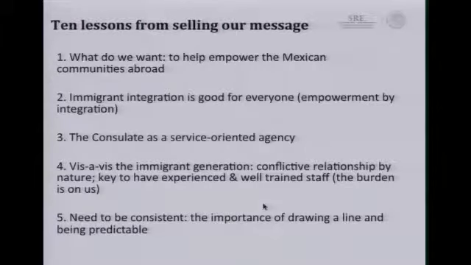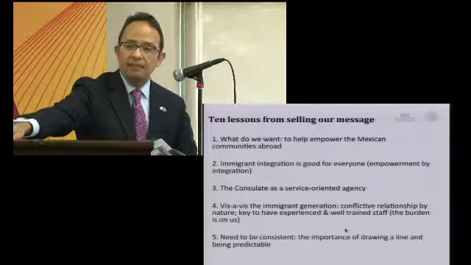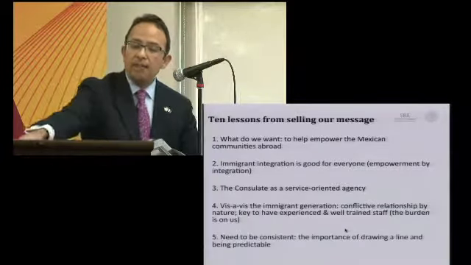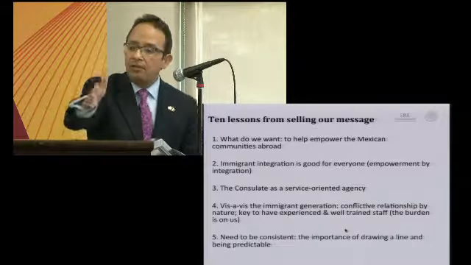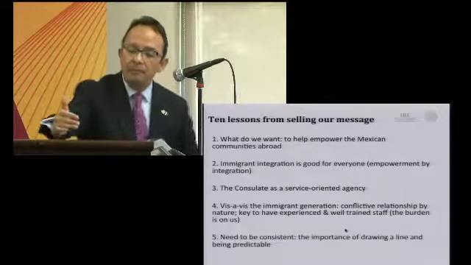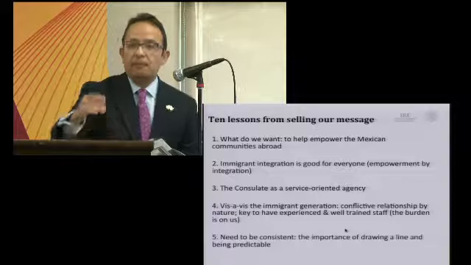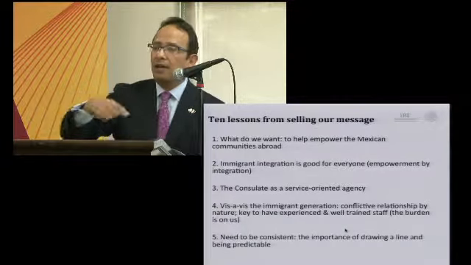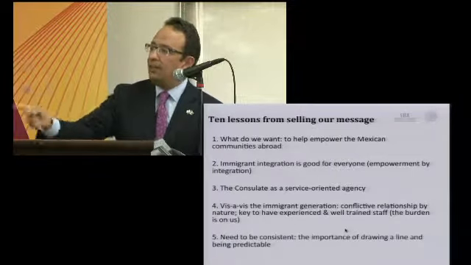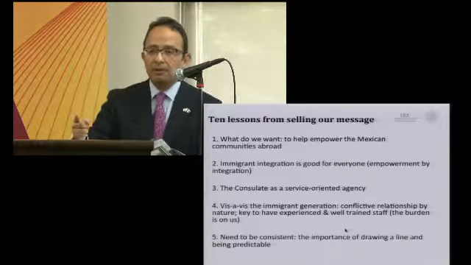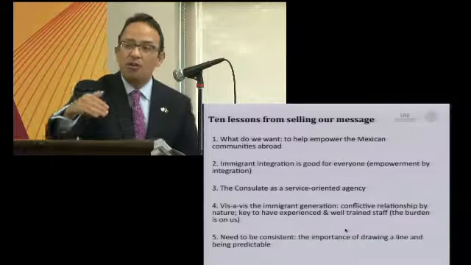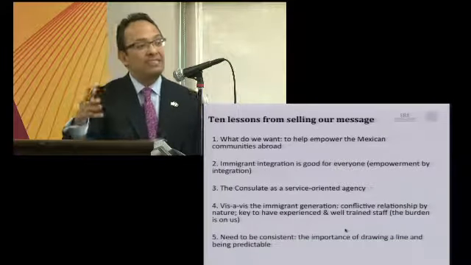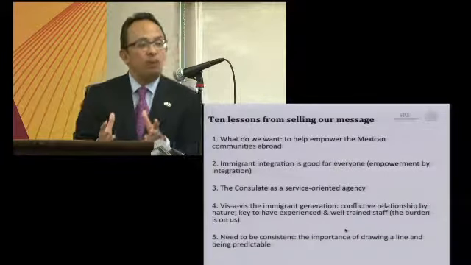The fifth lesson, vis-a-vis the first generation, is that you need to be consistent. You have to draw a line in the sand and say, every time you invite me to this and this and this event, I'm going to be there. But every time you ask me to go to a political march and support a candidate versus the other, I'm not gonna go beyond this line, and be consistent. Because that's the only way to build trust.